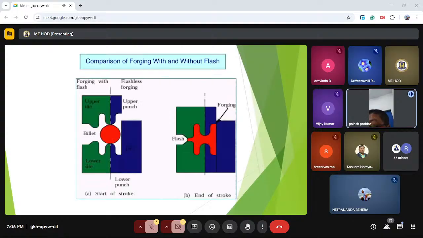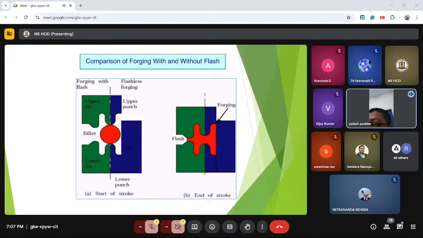Stages of closed die forging for solid round billet. Comparison of forging with or without flash. Here we can see on the left side there is an upper die and a lower die. Inside that there will be the billet, and force will be applied, and finally a flash will be generated here. And this part is forging that is completely flashless.